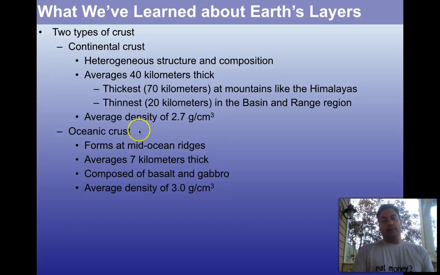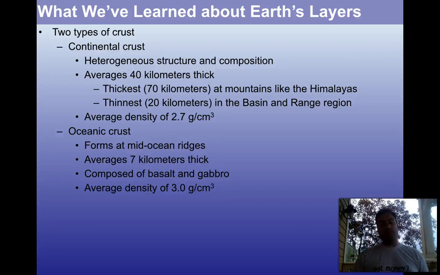The oceanic crust, however, is different. We've determined that it forms at mid-ocean ridges, and it averages about 7 kilometers thick. It's really thin compared to the continents. Really thin. 7 kilometers is not that thick, and it's composed of basalt and gabbro. And the average density is denser. It's about 10% denser than that of the continental crust, which is why the oceanic crust sits lower on the Earth's surface, and hence is covered by water.